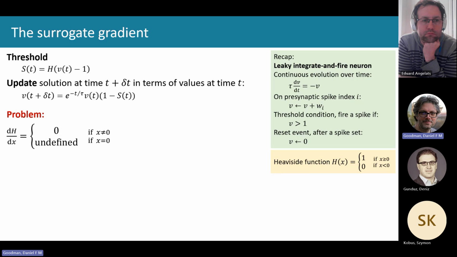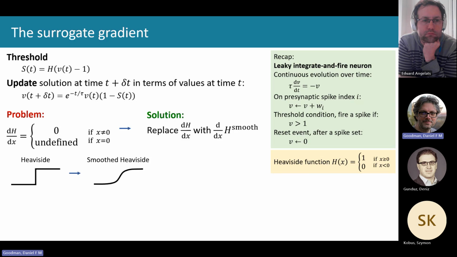As I said, we've got this problem that this derivative is 0 almost everywhere. The solution is a little bit strange, which is that when we're computing gradients we pretend that this derivative isn't 0, but is in fact the derivative of a smoothed version of the Heaviside function. So this is what the Heaviside function looks like. We can do a smoothed version of it, and this thing will have gradients that are well defined everywhere. And what we do is we just say, whenever you see a dh by dx in this computation, replace it with the dh smoothed by dx.